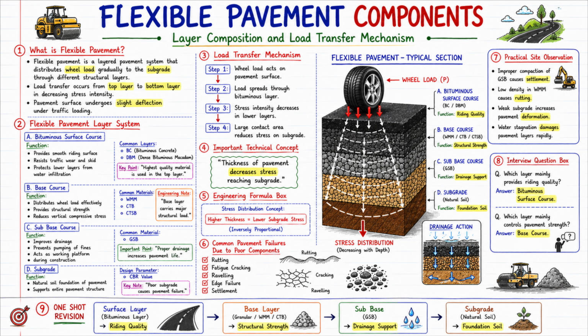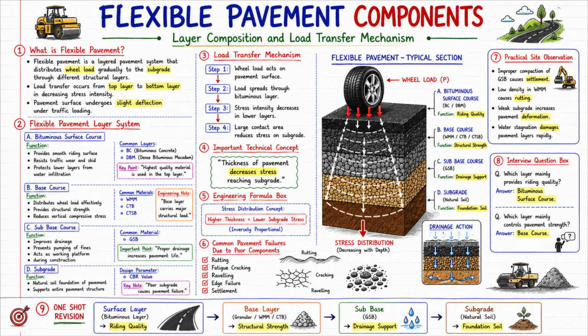Load transfer mechanism. Now the complete step-by-step load transfer is explained here. Step 1: Load acts on the pavement surface. Step 2: It starts spreading from the bituminous layer. Step 3: The stress intensity decreases as we go down. Step 4: Large contact area reduces subgrade stress. Now this is the whole flexible pavement science.